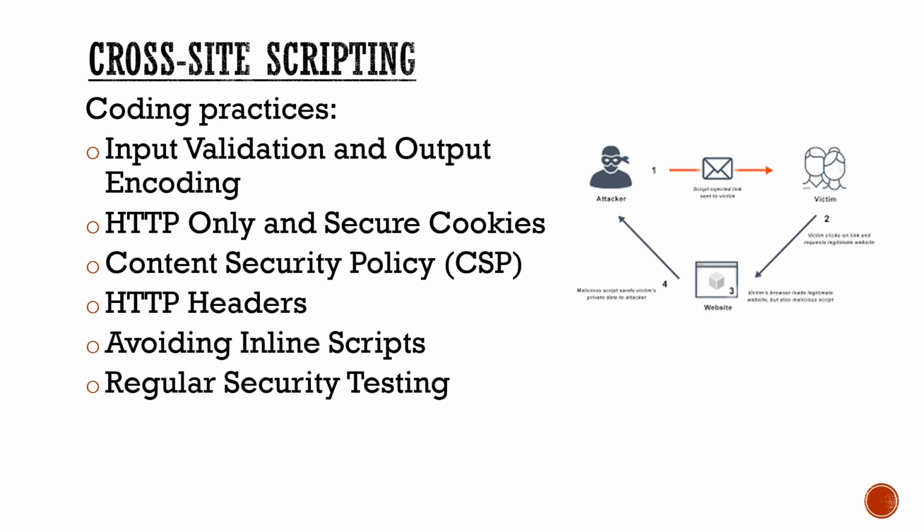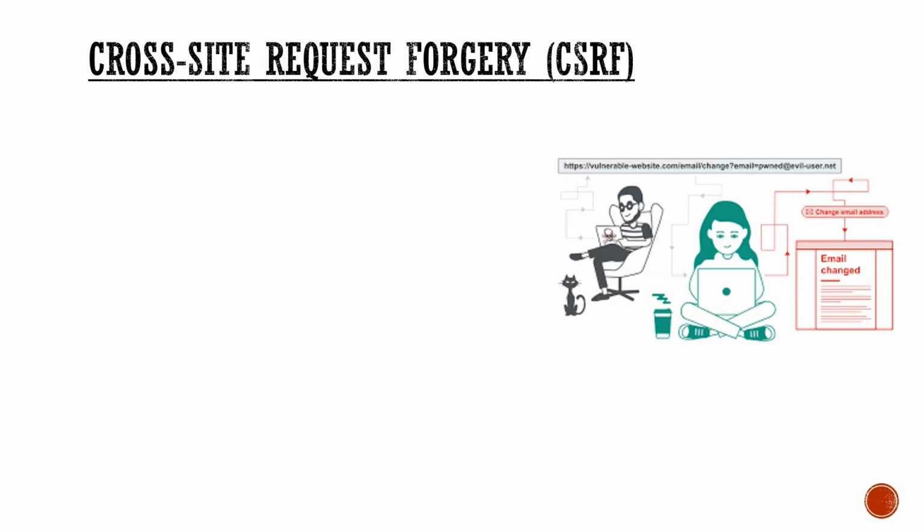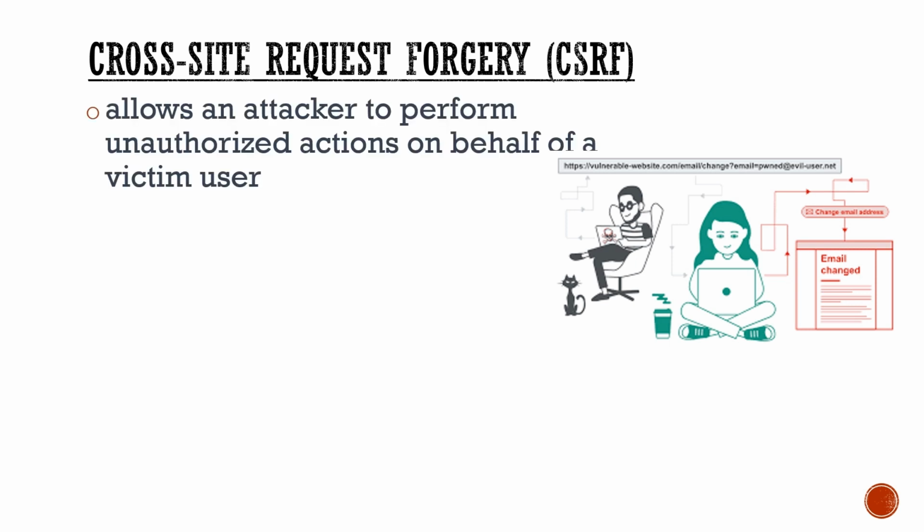secure web applications. Next on the list is cross-site request forgery, or CSRF, which is a web security vulnerability that allows an attacker to perform unauthorized actions on behalf of a victim user. The attack takes advantage of the trust between a user's browser and a website by tricking the user's browser into making unintended, potentially malicious requests to another website where the user is authenticated.